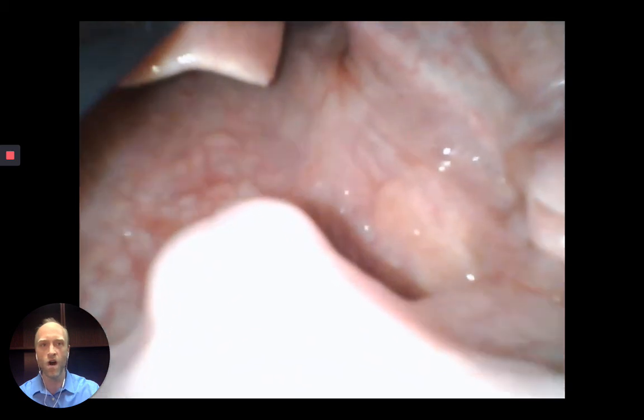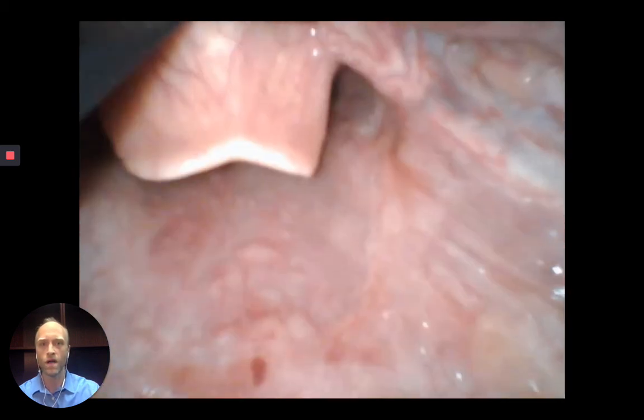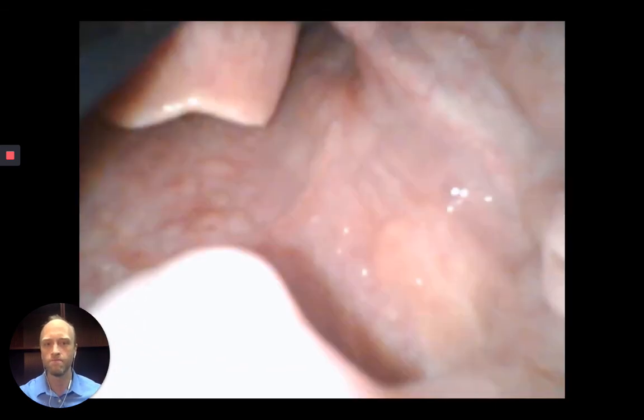So here's the video from this portion of the procedure, which is typical of what you would see in a standard RSI, just with a bit more care to avoid touching the soft tissues.